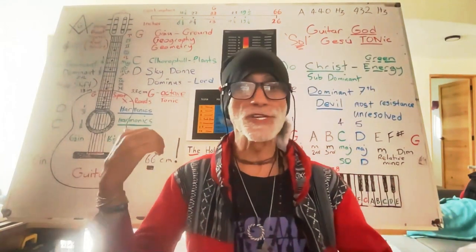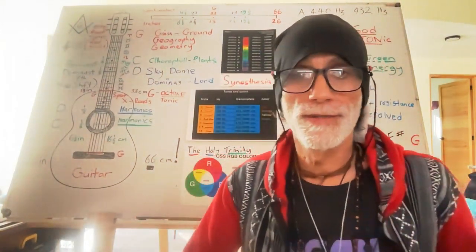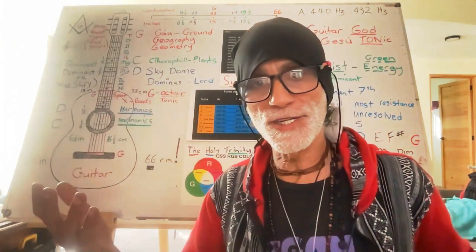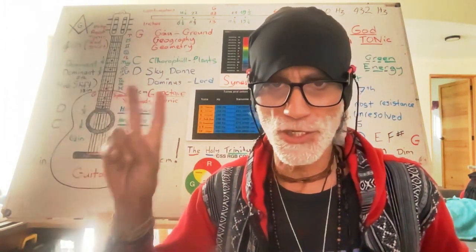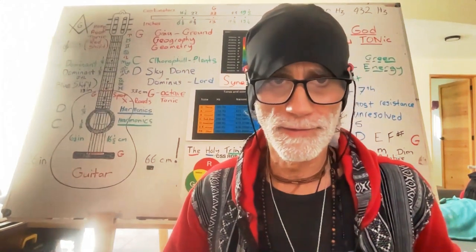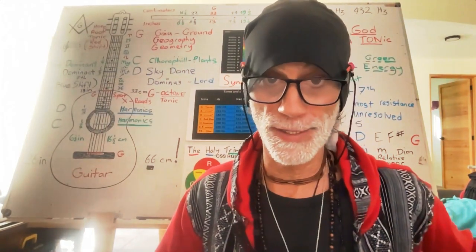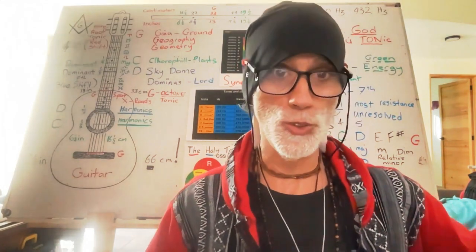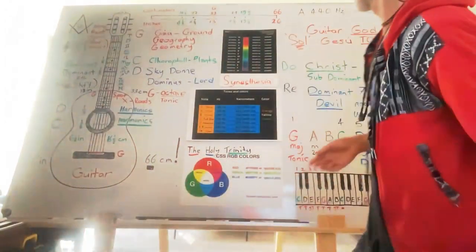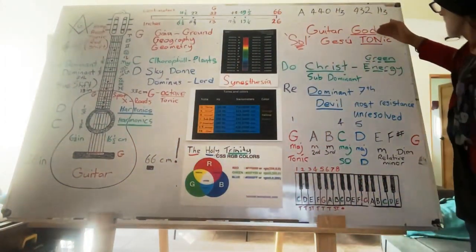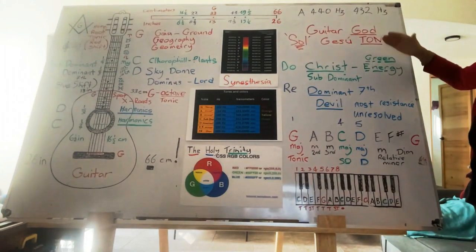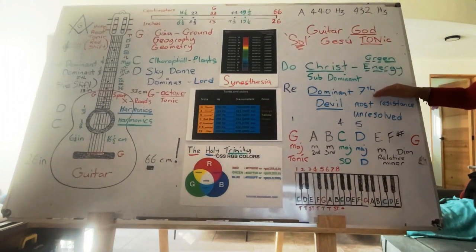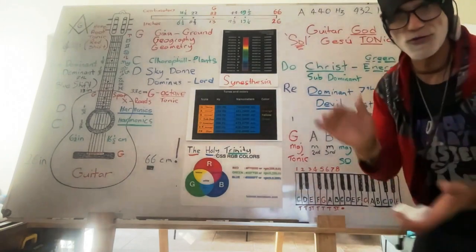And you can either use this system or not. If you don't want to use the color system, because some people think, oh, this is woo-woo, G is not red, I can't see red, therefore G is not red, so stop teaching me that bullshit. Well, then just teach them this. Tonic, subdominant, dominant.